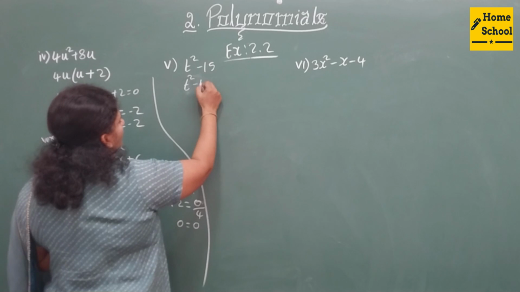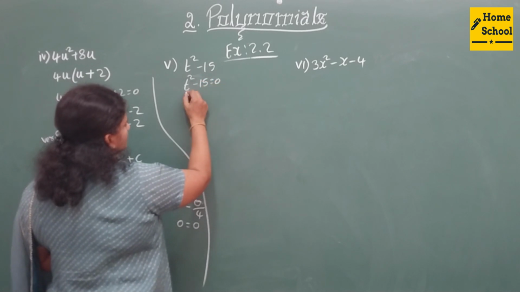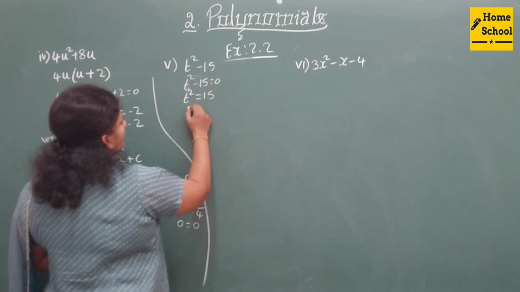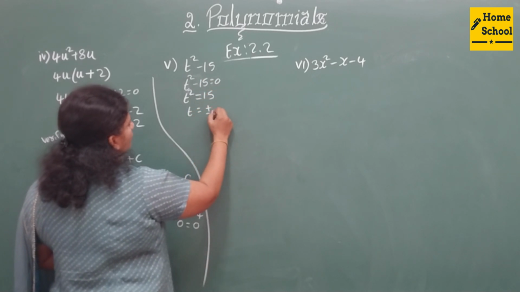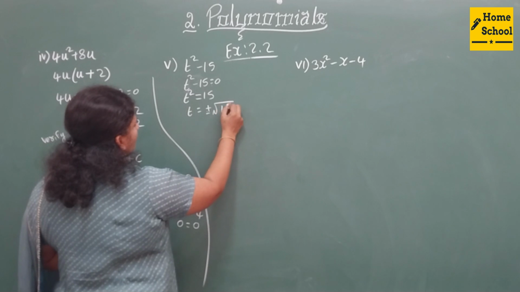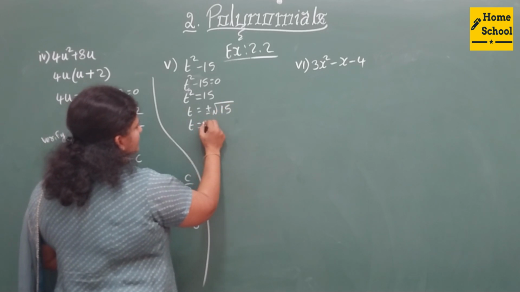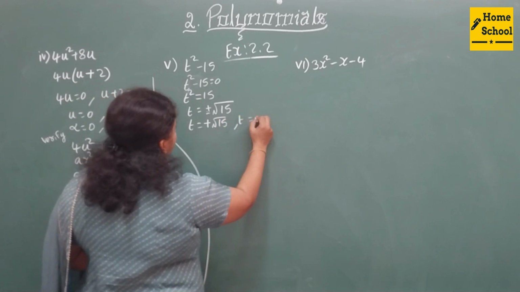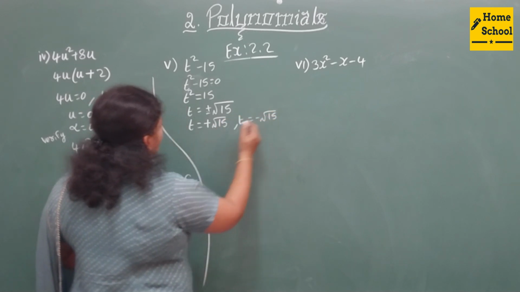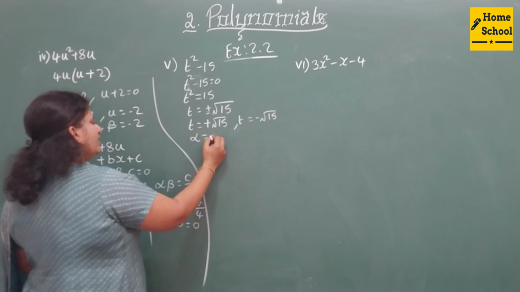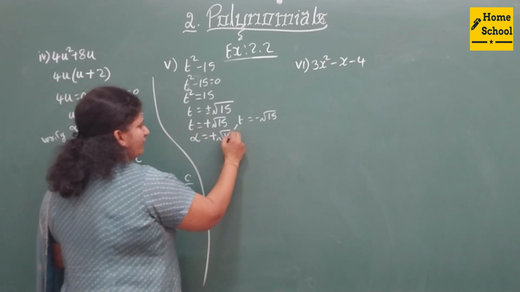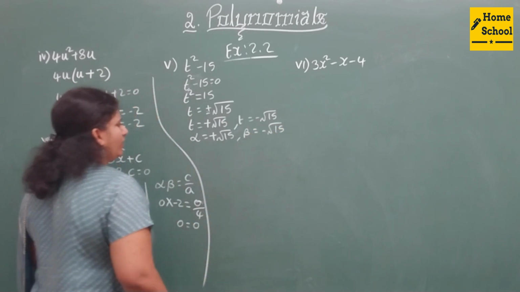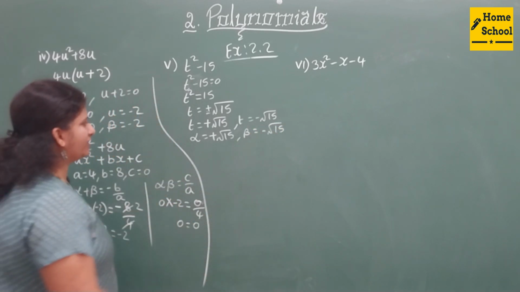Directly we can equate it to 0 to get zeros. t square is equal to 15. t is equal to plus or minus square root of 15. That is, one zero is plus root 15 and another zero is minus root 15. So let us assume alpha is plus root 15, beta is minus root 15. Okay, now let's start the verification.